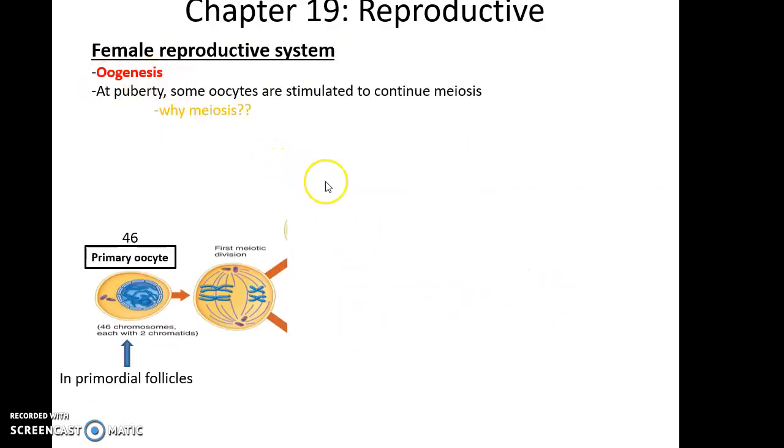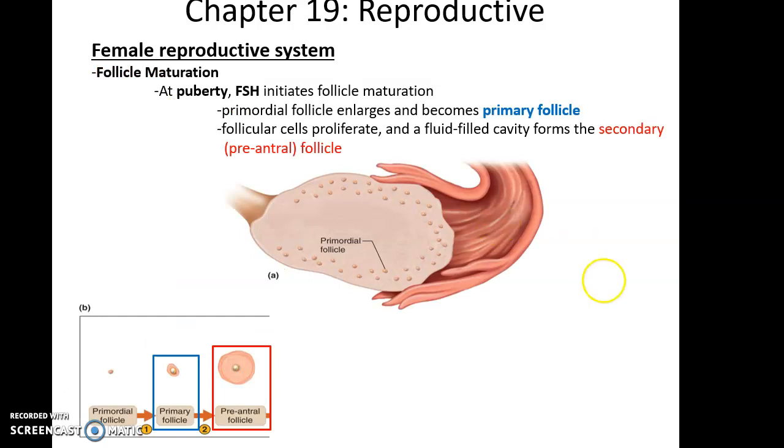So oogenesis, the production of the oocytes. So again, at puberty, the oogenesis begins once again. The primordial follicle has within it the primary oocyte, and that pre-egg cell has 46 chromosomes. And then they have to go through meiosis to cut that back down to 23. So at puberty, the follicle-stimulating hormone gets released that will stimulate the primordial follicle to develop into a primary follicle, where the follicular cells divide around the oocyte.